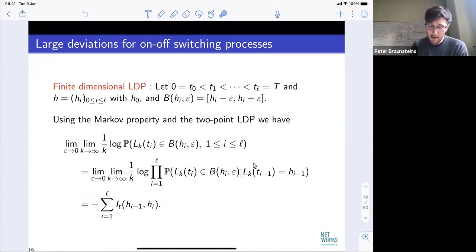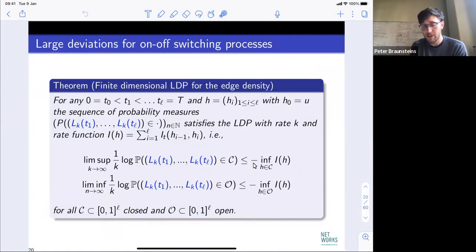We've just considered arbitrarily small balls here. And if we want a finite dimensional large deviation principle, we need to consider all open and closed sets. Because our space is compact, we can cover any open or closed set with a finite number of very small balls. So we can use what we saw on the previous slide to get our finite dimensional large deviation principle for the edge density. And this is all this says here.